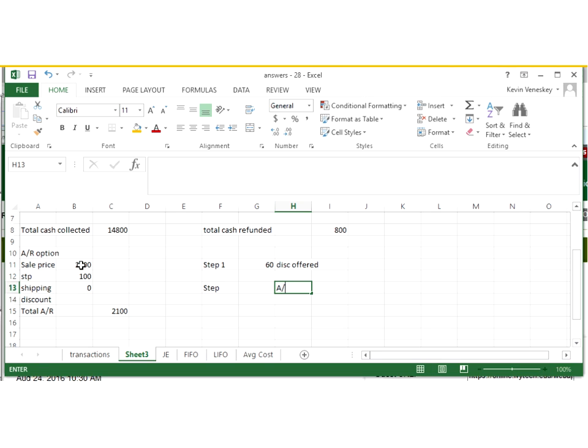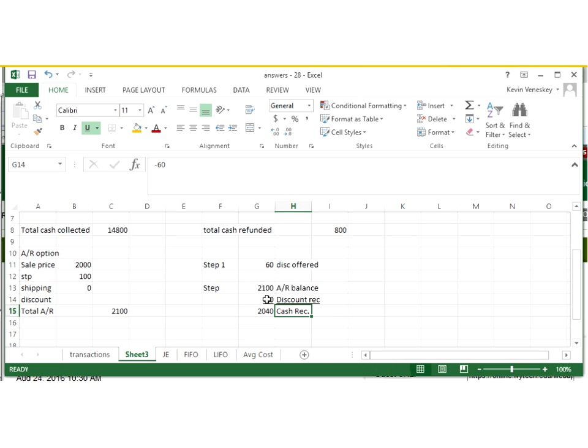Step 2 is to then show, okay, what's my AR balance? Well, that was $2,100. And then the discount received, that's what we just figured up above, $60. And then total everything, and we get what we actually received in cash. Cash received, $2,040. This will be my journal entry.